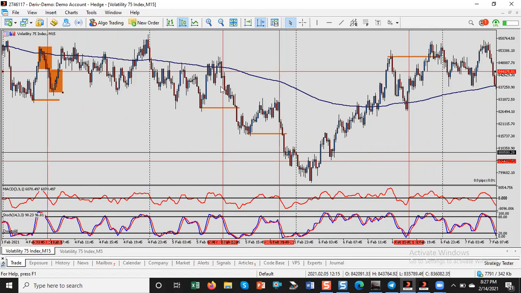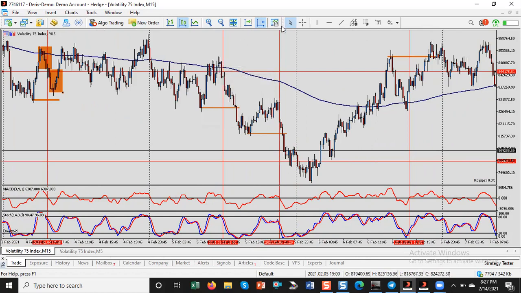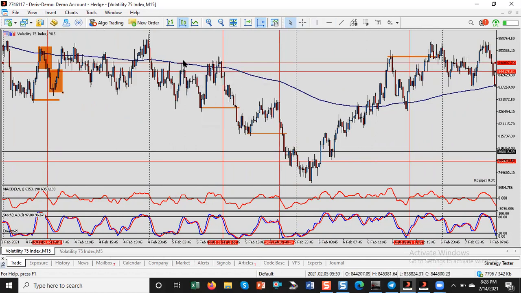Another setup is here. Price is below the 200 exponential moving average. The retracement to the 200 exponential moving average. No full candle closes above it, so it is safe. And our previous swing low has been taken out. So this is the swing high, previous swing high. Sorry, this has been taken out, so it may not be safe for you to take this trade unless you want to risk it. So this is not a good setup.